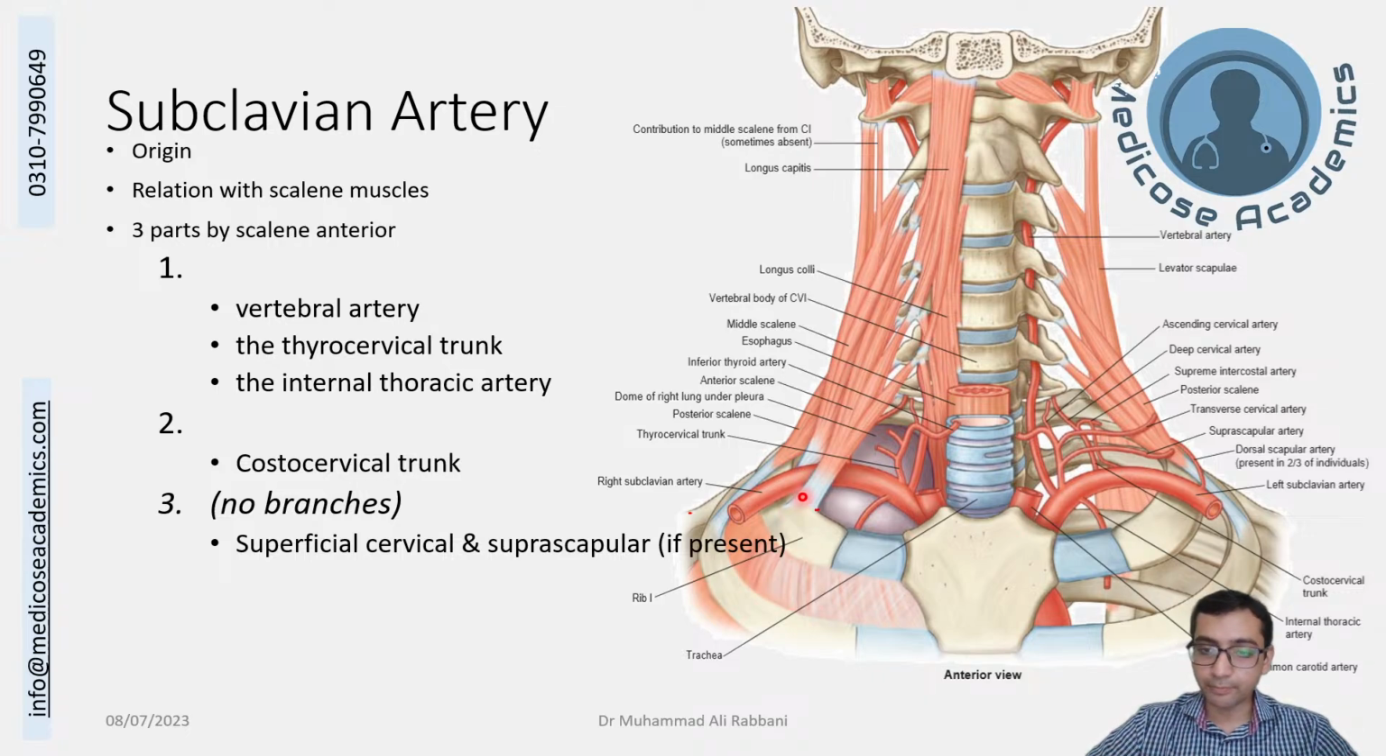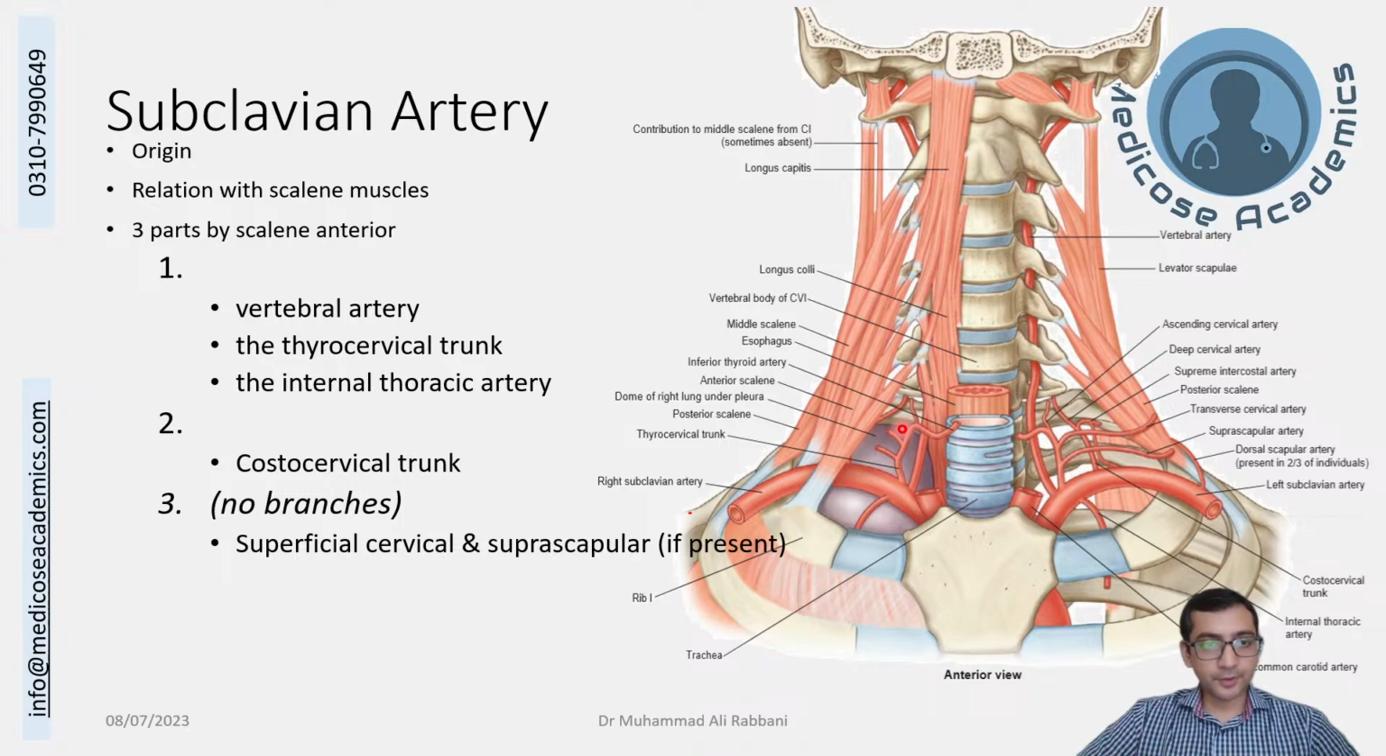Scalenus anterior is between the subclavian artery and subclavian vein. The subclavian vein passes in front of this. And these relations, especially the subclavian vein and subclavian artery relation, which of them is lying anterior and posterior, and what is the relation with scalenus anterior? This becomes important clinically because the subclavian vein is one of the major veins that is cannulated for major venous access.